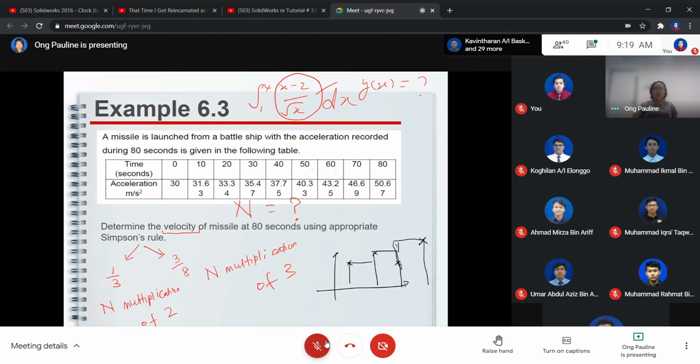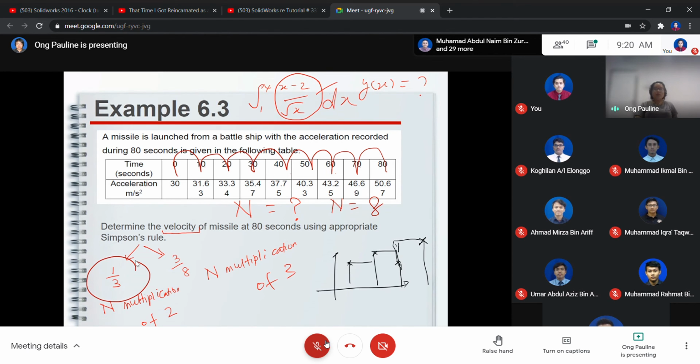So untuk case ini, okay, so you have 1, 2, 3, 4, 5, 6, 7, and 8. Okay, so you will have 8 segments here. So kalau N is 8, so that automatically you know that the appropriate Simpson's rule ini mestilah you pakai 1/3. Alright?